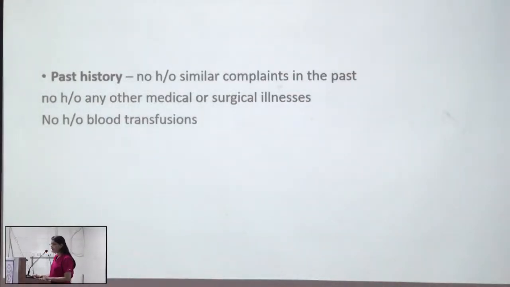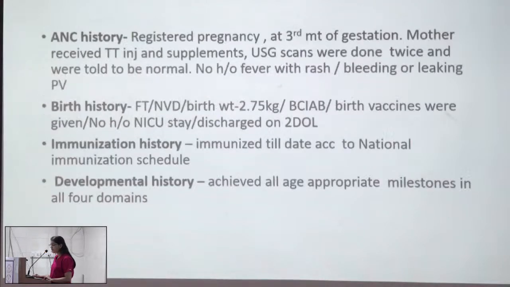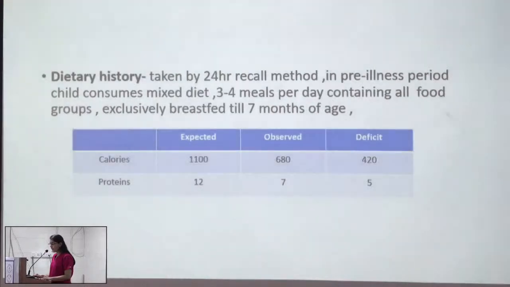Past history, there are no similar complaints in the past. No history of any recent medical or surgical illnesses. No history of any blood transfusions. ANC wise, not significant. Birth history is full-term normal vaginal delivery. Birth weight being 2.75 kg. Cried immediately after birth. Birth vaccines were given. There is no history of any NICU stay. Discharged on day of life 2. Immunization history wise, the child is immunized till date according to the national immunization schedule, and developmental wise has achieved all age appropriate milestones in all 4 domains.